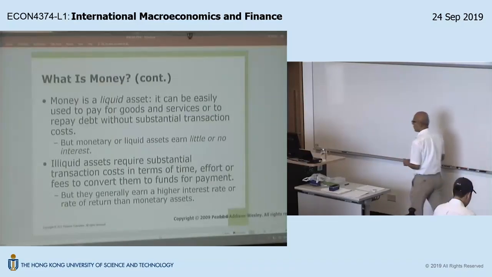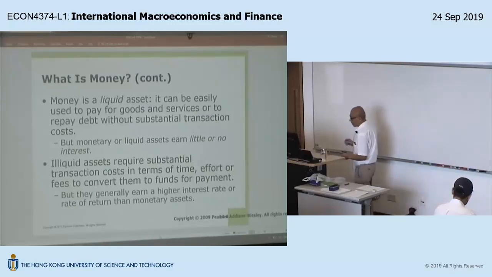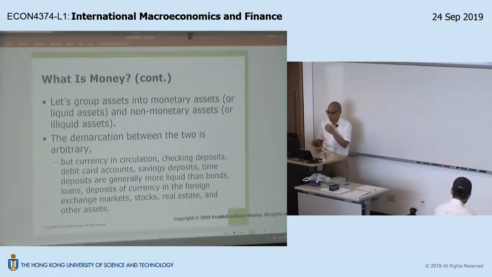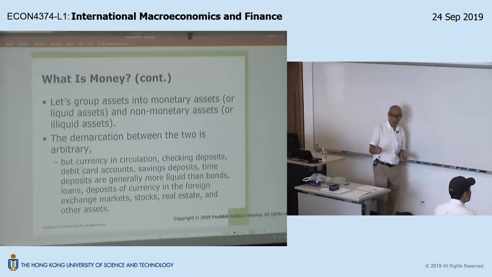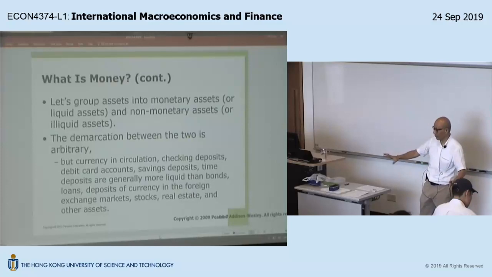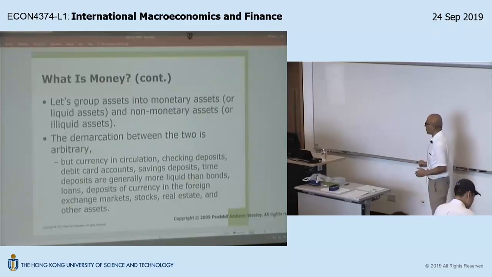So, you agree, right? With a higher interest rate, the illiquid assets don't have liquidity, but they earn a higher interest rate. So here's the trade-off. We group the assets into monetary assets and non-monetary assets, okay? As I said, the demarcation between the two is actually arbitrary because it's not black and white. It's not that this is absolutely liquid and this is absolutely illiquid. There's a gradation of them.